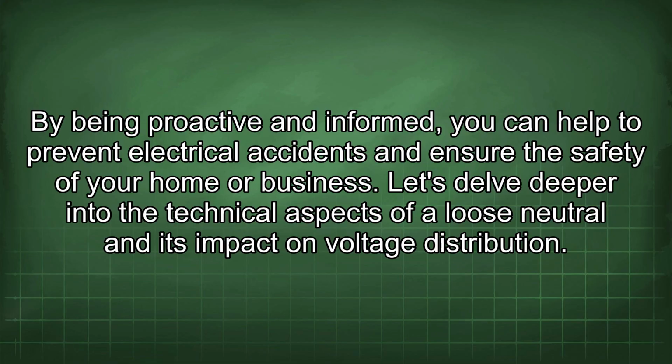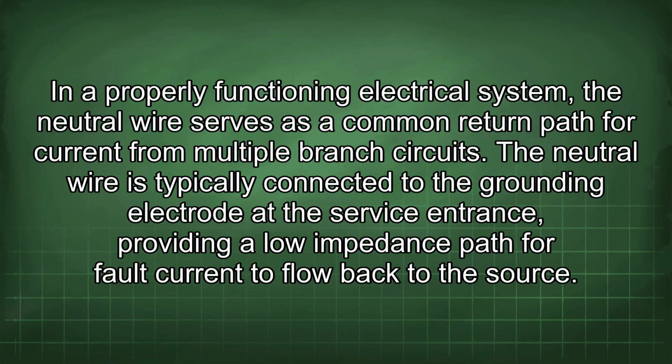business. Let's delve deeper into the technical aspects of a loose neutral and its impact on voltage distribution. In a properly functioning electrical system, the neutral wire serves as a common return path for current from multiple branch circuits. The neutral wire is typically connected to the grounding electrode at the service entrance, providing a low impedance path for fault current to flow back to the source.